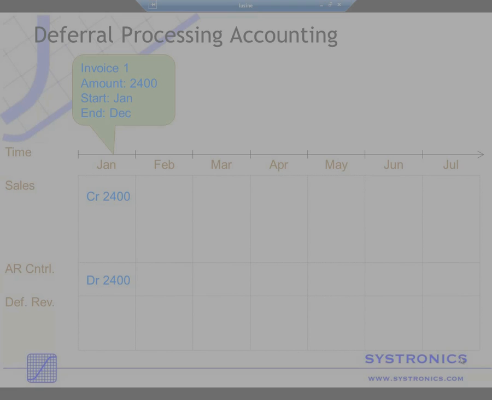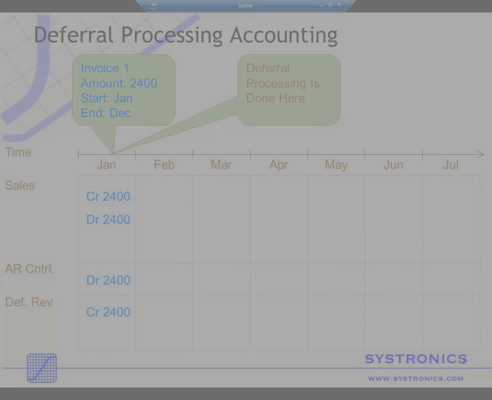For example, we have an invoice on January 1st for $2,400. This is a transaction where $2,400 will be credited to your sales and debited to your AR control. Now with the revenue and expense deferral application, what will happen? First, this amount will be deferred from the revenue account to the deferred revenue account. Then a schedule will be created.